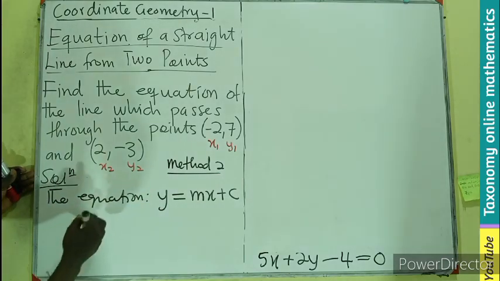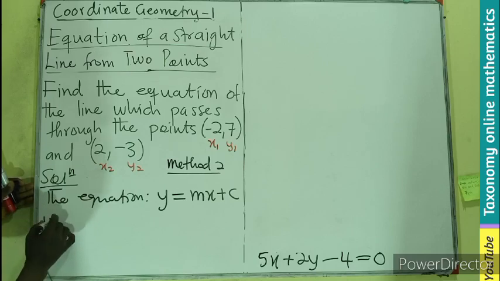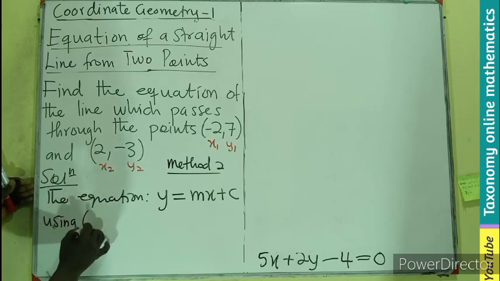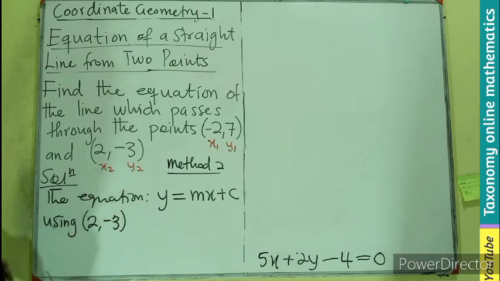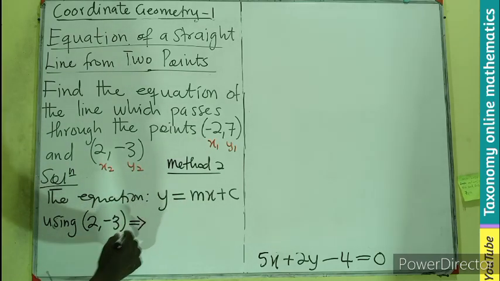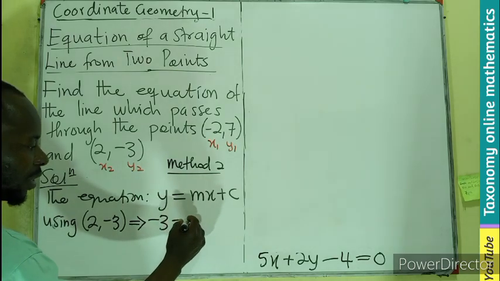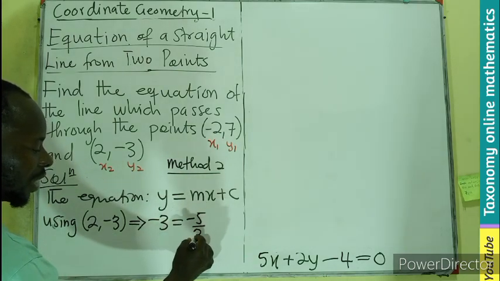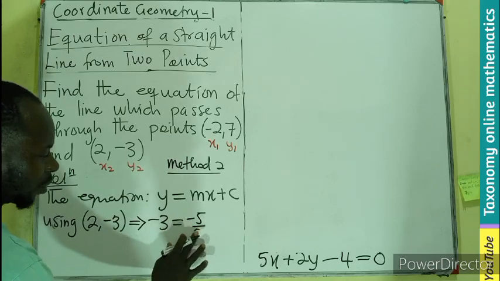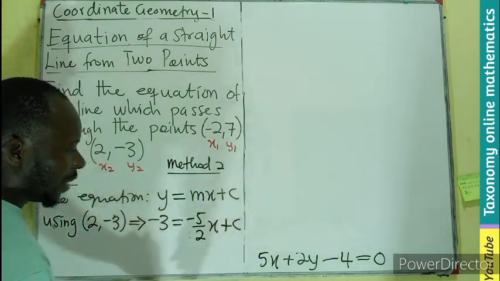So using any of the points, let's use the second one, (2, -3). We are going to say that this is the y, right? This is the x, the first point. So this will mean that y will be negative 3 equals m, which is minus 5 out of 3. Is it 3 we had? Minus 5 out of 2, right? Then times x plus c.